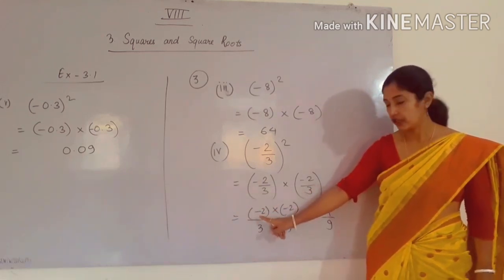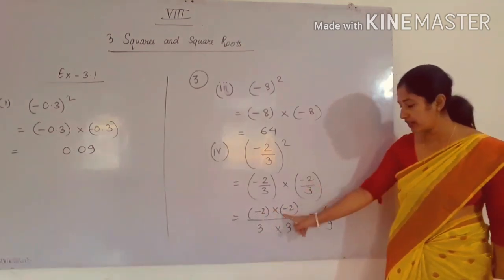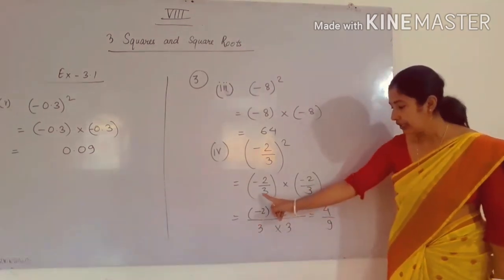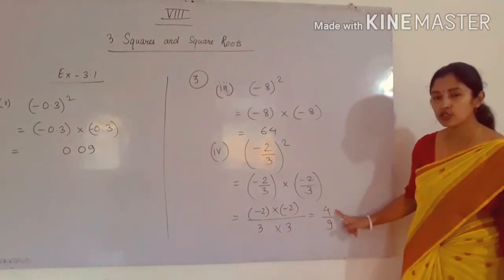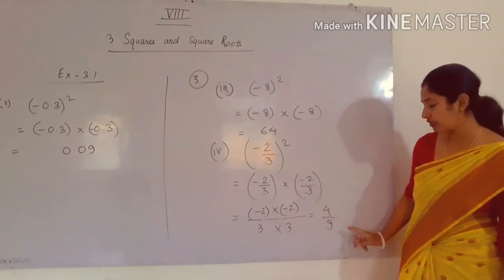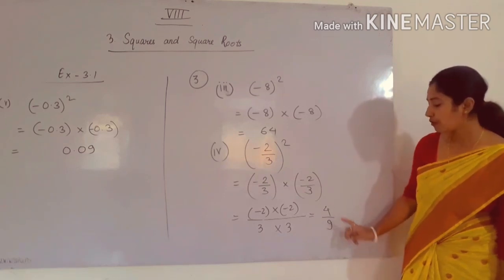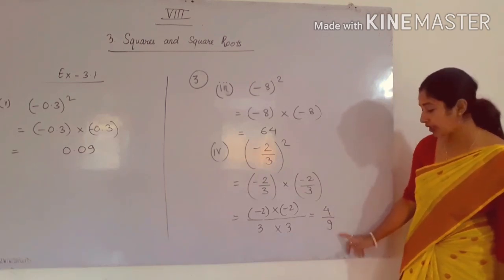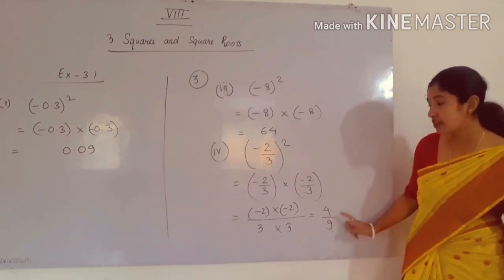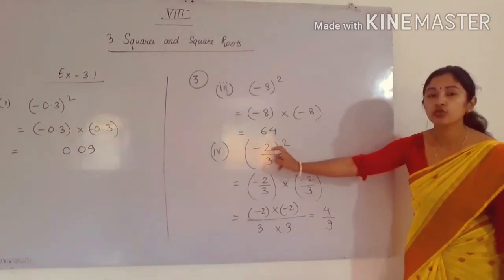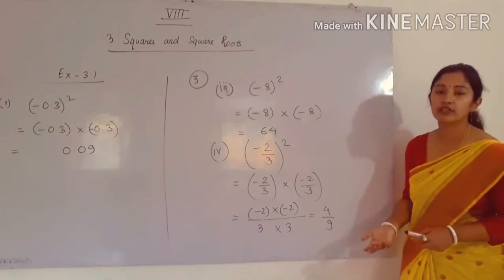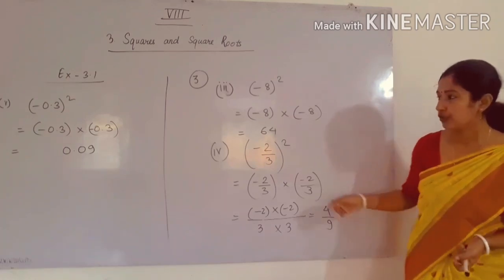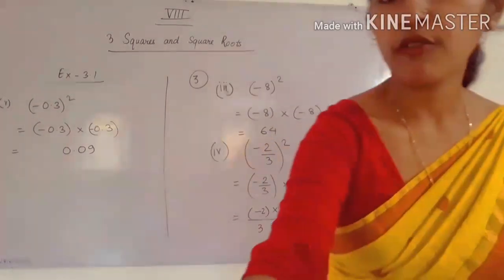So I have written it in numerator. So minus 2 into minus 2 whole divided by 3 into 3. Minus 2 into minus 2 will be plus 4, whole divided by 3 into 3 will be 9. So 4 by 9. We can say what? 4 by 9 is a square of minus 2 by 3. Also 4 by 9 is a square of plus 2 by 3 also. Okay.